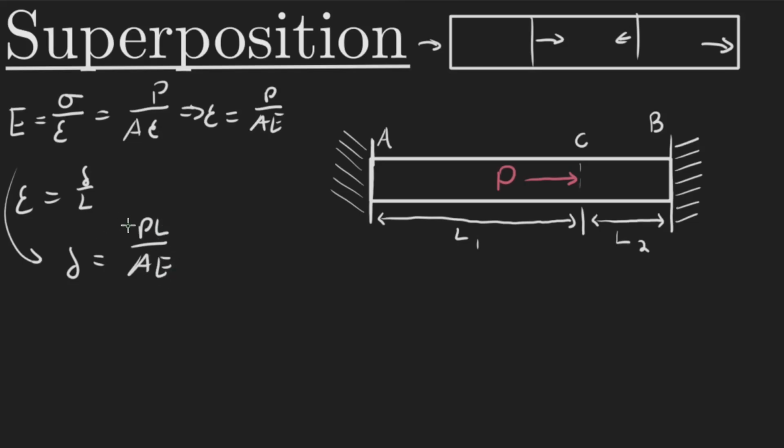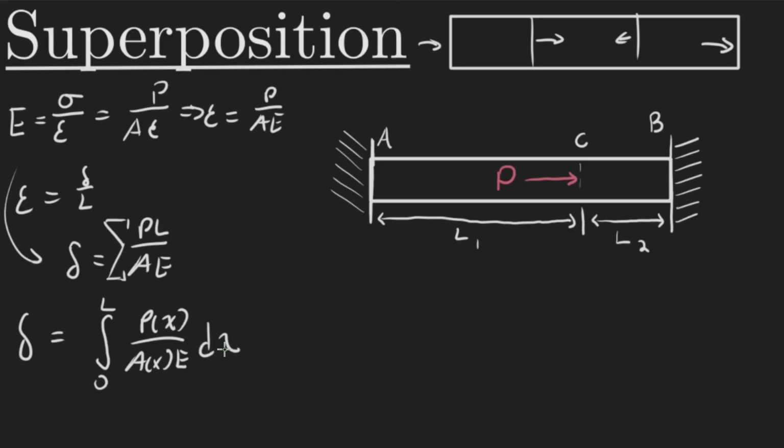Now if I add this up for each of my individual sections, which might have a different length, a different cross-sectional area, and a different E, what I'll get is the total displacement for that entire thing. And if you want to do it with calculus, because you have P or A as a function of X, then you just integrate from 0 to your length. P as a function of X over A as a function of X. Hopefully E isn't a function of X, but if it is, you can put E as a function of X, dx.